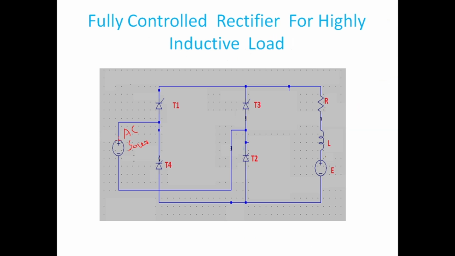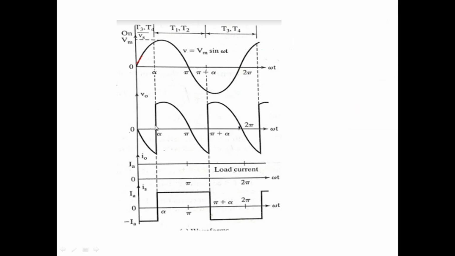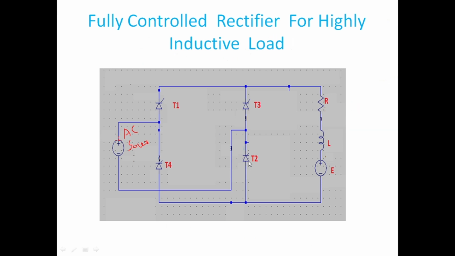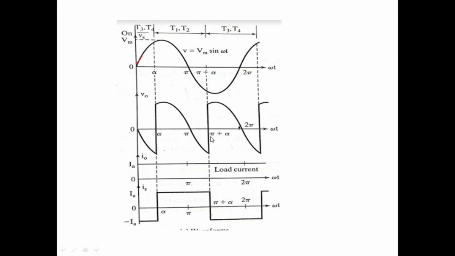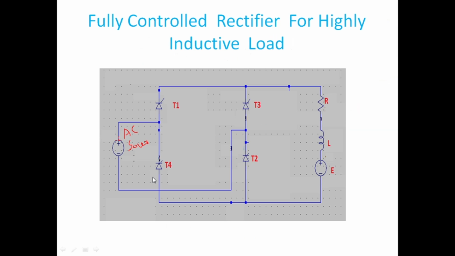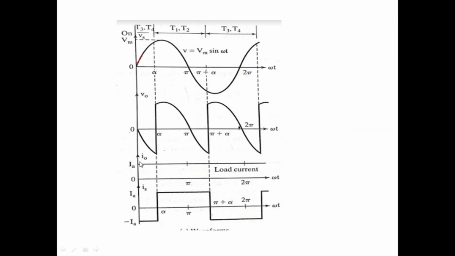In previous discussions we talked about the input voltage and load voltage. So this is input voltage and load voltage. From alpha to pi plus alpha, T1 and T2 conduct, and from pi plus alpha onwards, T3 and T4 conduct. On the load side, the same output voltage is received. Now we need to talk about this load current.